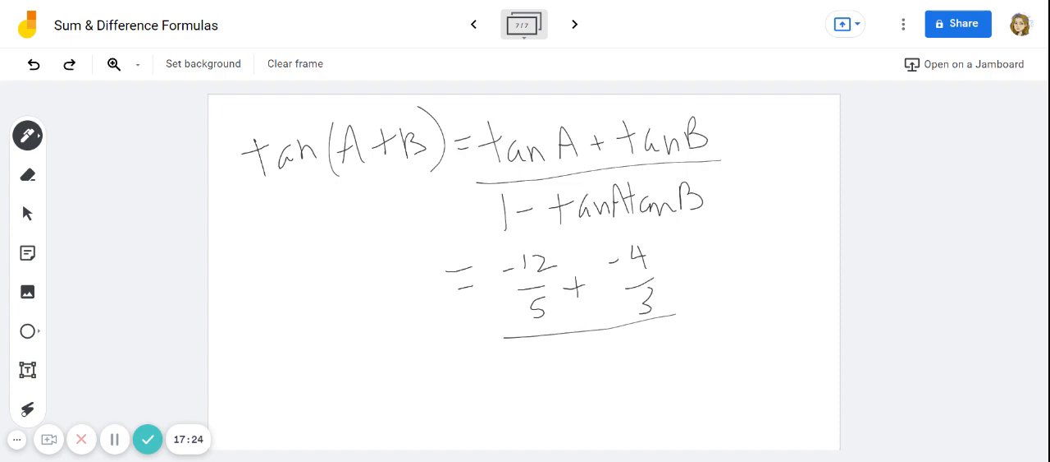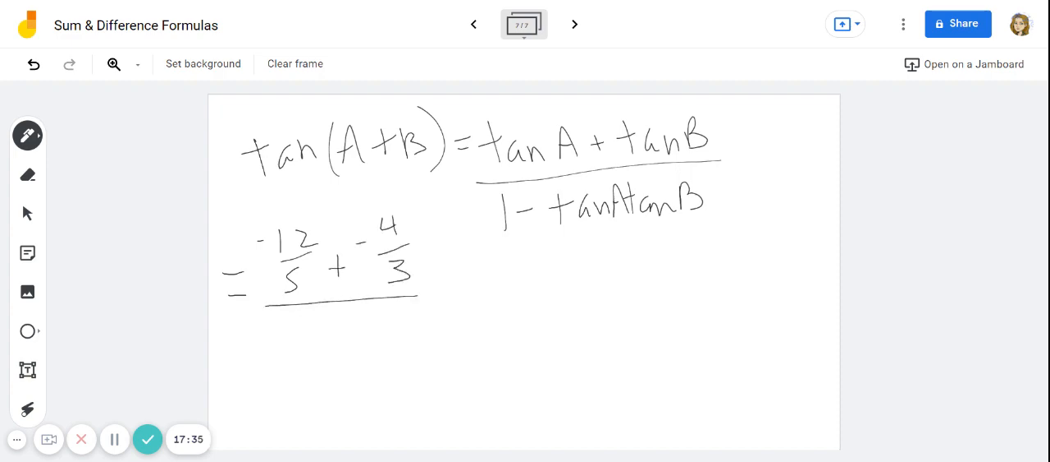You know what? I probably need to save some space. Let's move this over. All right, over 1 minus negative 12 over 5 times negative 4 over 3. Now, problem here, we've got to get a common denominator. So common denominator would be 15. That means we multiply the first one by 3. So that's negative 36 over 15 plus negative, now we need to multiply by 5, negative 20 over 15.